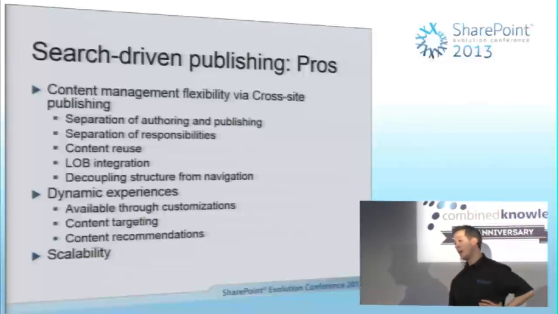So one of the great strengths of SharePoint 2013 search is its analytics capabilities. We can not only find what we look for, but we can ensure that what we find is relevant to us. The really awesome thing is that we can use those analytics capabilities on our public-facing website. Two ways of doing that are content targeting and content recommendations. And actually, the best part is that both of those are, for a really great deal, available through configuration, no development there yet. Finally, the last thing to keep in mind is that search-driven publishing scales way better than the classic publishing model.